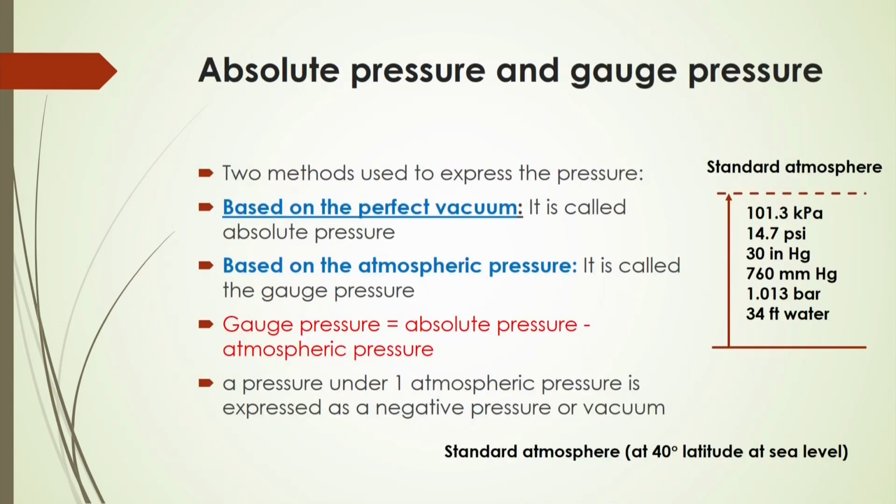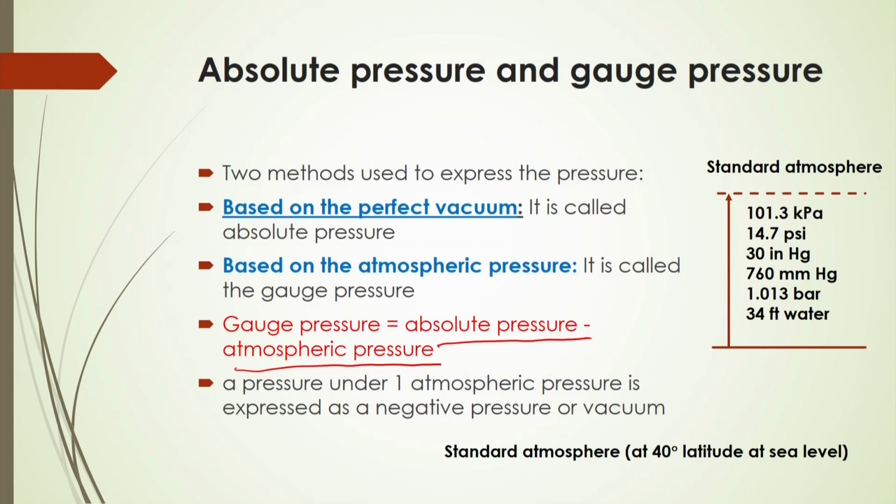Now, absolute pressure and gauge pressure are two other important forms of pressure. Generally, there are two methods to express pressure. One is based on the perfect vacuum, and it is called the absolute pressure. The other is based on the atmospheric pressure, and it is called the gauge pressure. Gauge pressure is equal to absolute pressure minus atmospheric pressure.